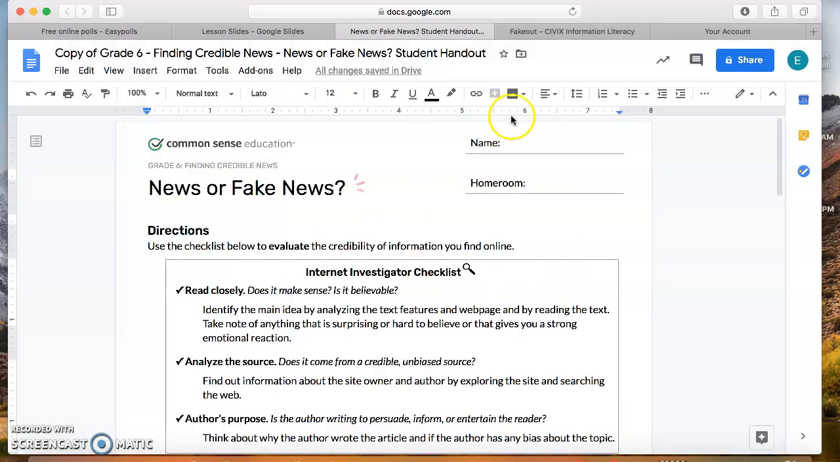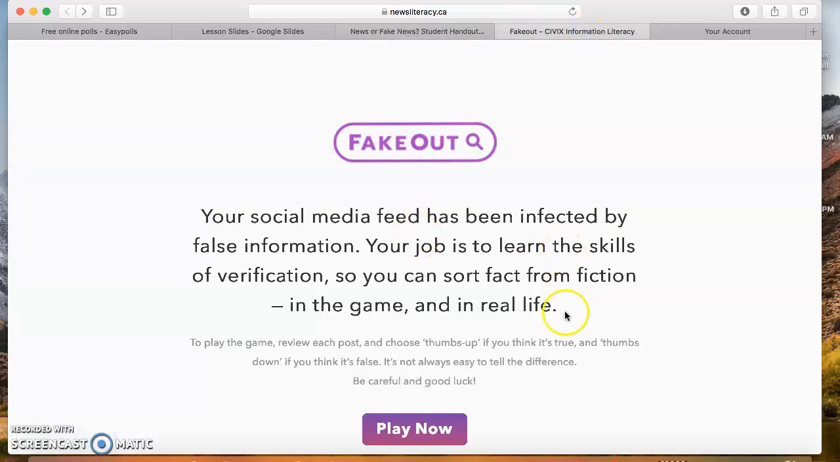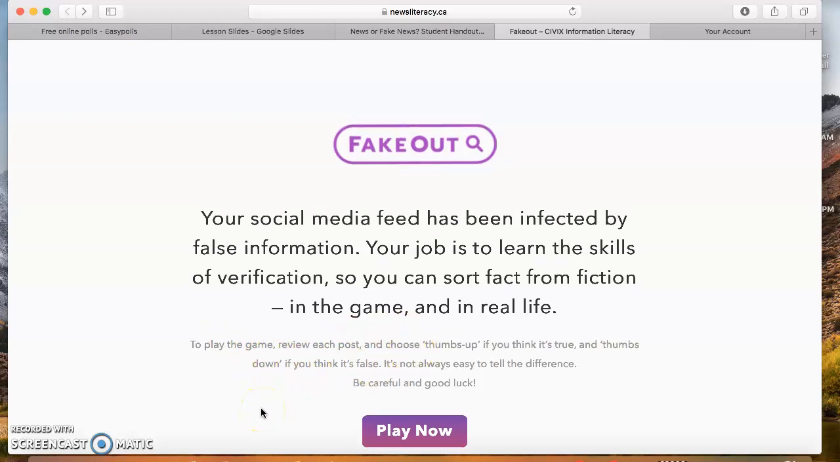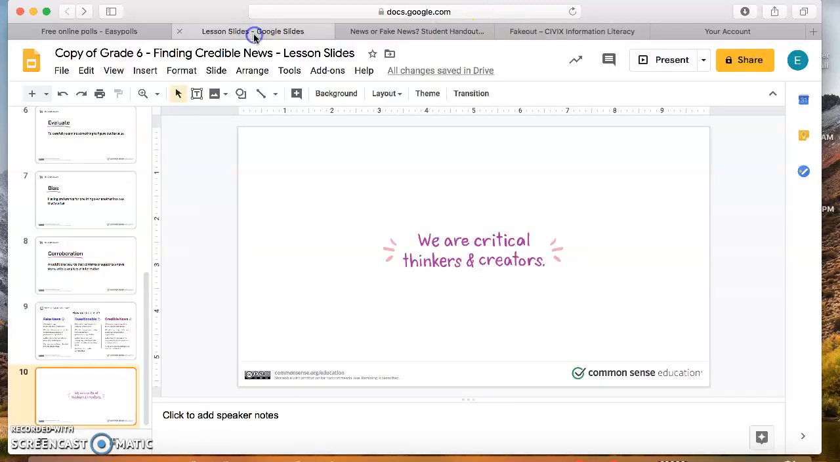Okay? So if you finish all of that and you have time, I did find a game for you to play. It says your social media feed has been infected by false information. Your job is to learn the skills of verification so you can sort fact from fiction in the game and in real life. And then it just gives you some directions here. Okay, so that's kind of a fun game to play if you have time at the end.